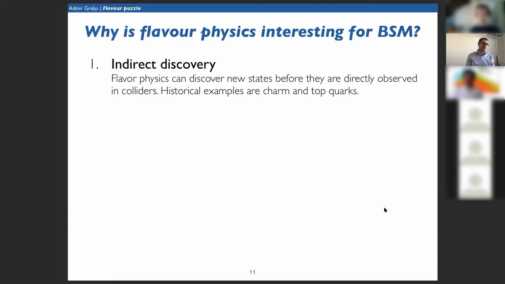Even more, if you assume the standard model, you could measure the charm mass and the top mass, so you can make a prediction where to look for it in colliders. And this is really how it happened historically. Today, flavor transitions are very sensitive to potential new physics, and they could well be the first signs of new physics, even before high pT LHC, for instance. This is why it's very important to study flavor physics in the context of beyond the standard model.